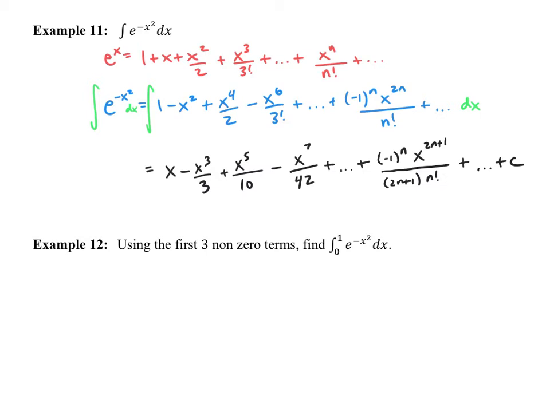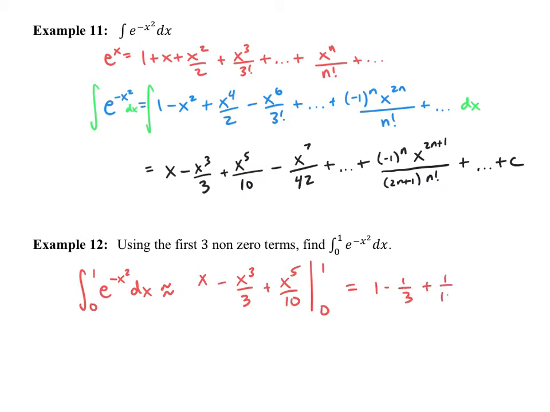Okay, so what we're going to do is use the first 3 terms in our next example to find the definite integral. So we're going to take the integral of this, and we're going to approximate it using the first 3 terms. So I have x minus x cubed over 3 plus x to the 5th over 10, and I'm going to evaluate from 0 to 1. This will give me 1 minus 1/3 plus 1 over 10. And then, of course, this is the upper minus the lower, which would be just 0.